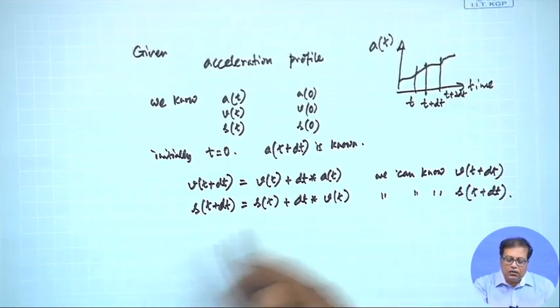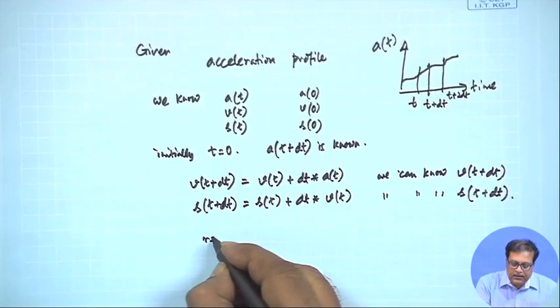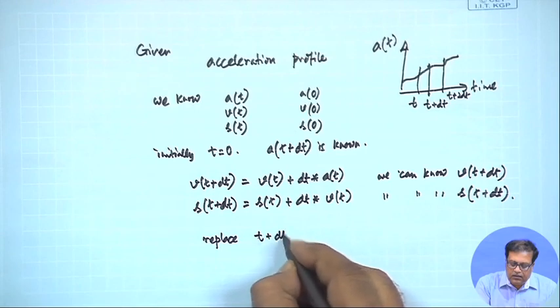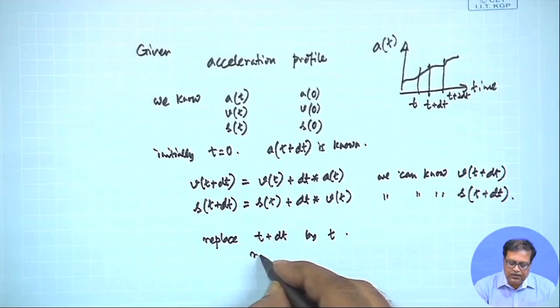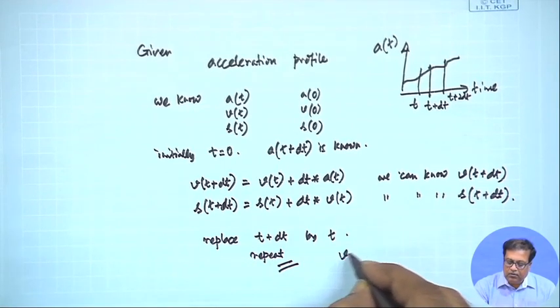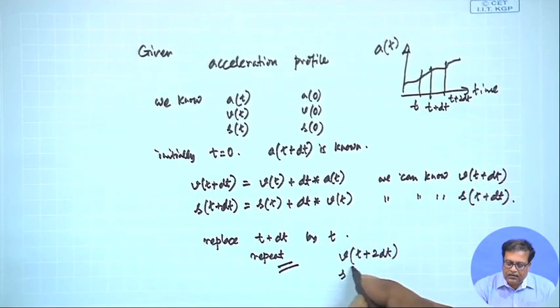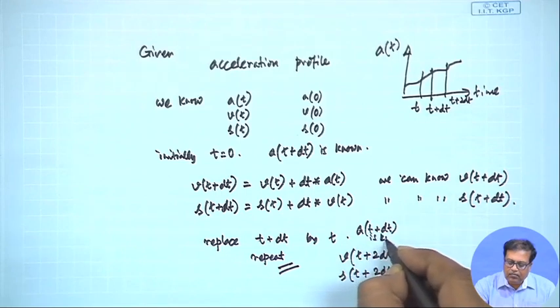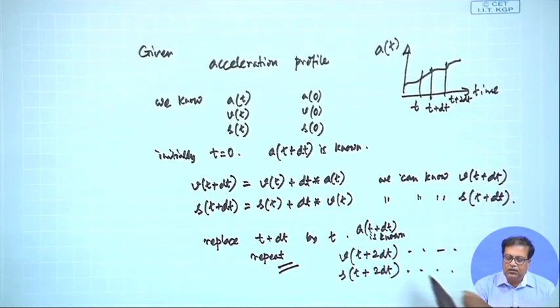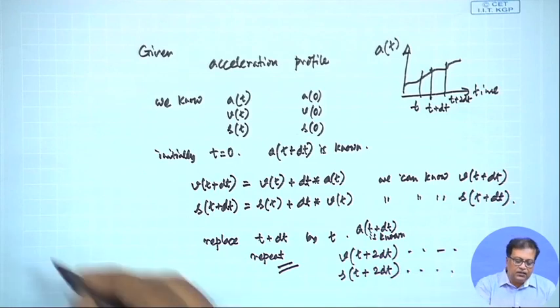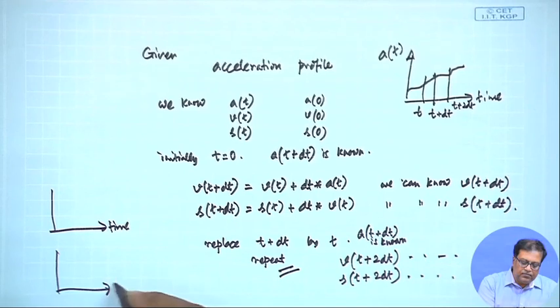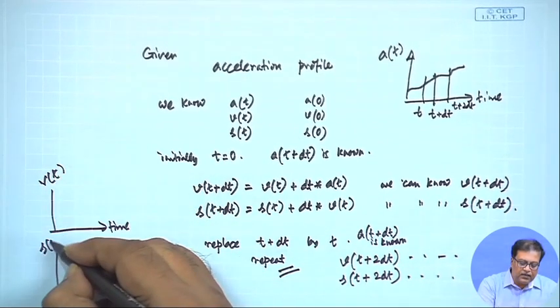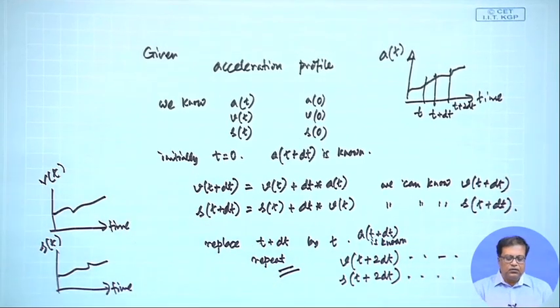All right. So now if we replace t plus dt by t and repeat, then what will happen? You can know Vt plus 2 dt, St plus 2 dt. Why? Because At plus dt is known, right. So, like this we can know all of these values. So, we know Vt, we know Vt plus dt, we know Vt plus 2 dt. So, we can generate the velocity and displacement profiles, right. So, that is the real thing about classical mechanics, that we can generate velocity and displacement profiles.